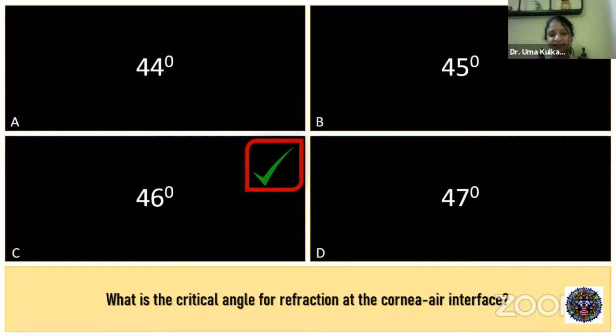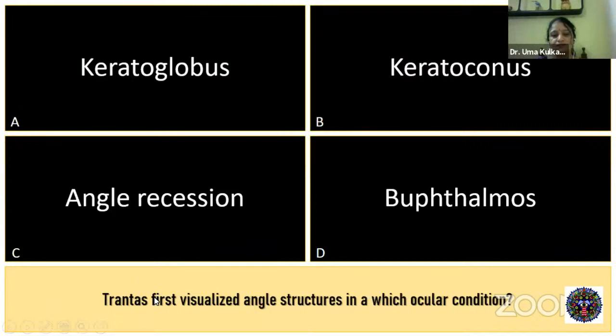Now, Trantas was the first one who visualized the angle structures. Which ocular condition was he studying? Was it keratoglobus, keratoconus, angle recession, or buphthalmos? It was keratoglobus. So when he was seeing cases of keratoglobus, he saw that even without any external aid, he was able to see the structures of the angle. So he started understanding that there's something in keratoglobus which allows us to see the angle structures, whereas in normal eyes, we are not able to see.